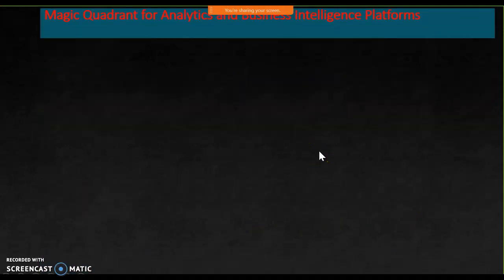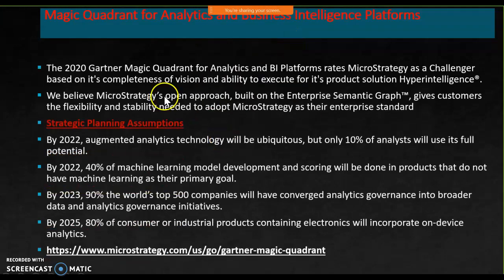All right, so what is the business intelligence platform? What's the potential in this market, and why should we learn a business intelligence tool? As per the Gartner Magic Quadrant for analytics and BI platforms, they rate MicroStrategy as a challenger based on its completeness of vision and ability to execute for its product solution.